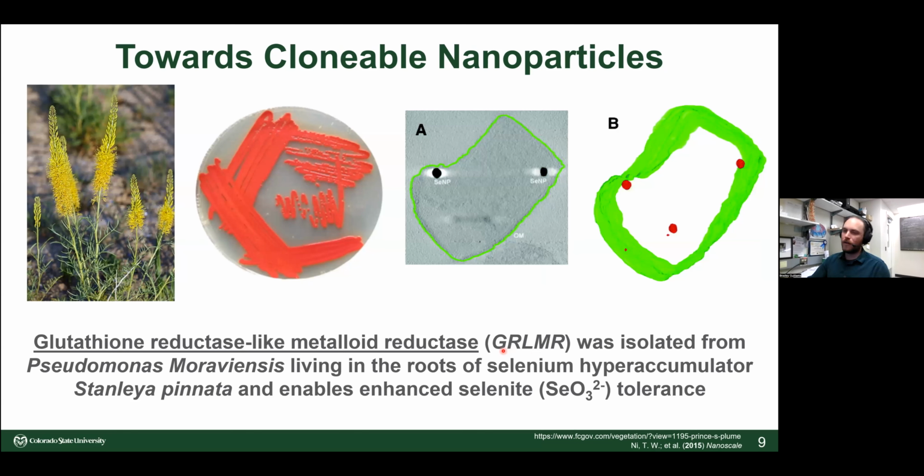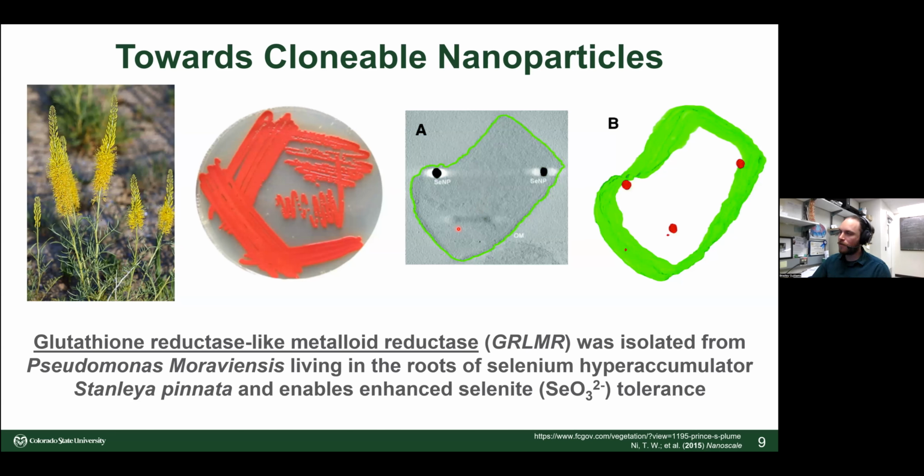So we isolated a protein from a microorganism shown here with these red streaks on agar that's been supplemented with selenium. It was living in the roots of Princess Plume, which is a selenium hyperaccumulator. And it was the single protein that takes and makes selenium nanoparticles as a way of increasing its tolerance to otherwise toxic amounts of selenium.